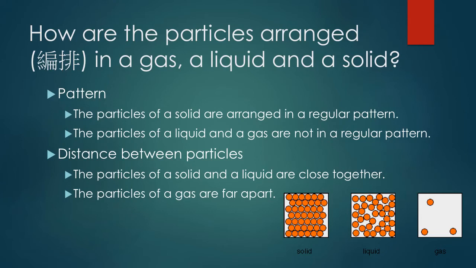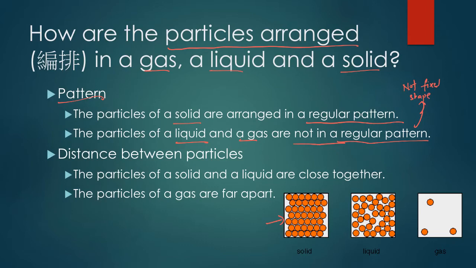So this is the summary: how the particles are arranged in gas, liquid, and solid. First of all, pattern. Solid particles are arranged in a very regular pattern, so they have a fixed shape. However, for liquid and gas, they are not in a regular pattern. That's why they do not have a fixed shape.